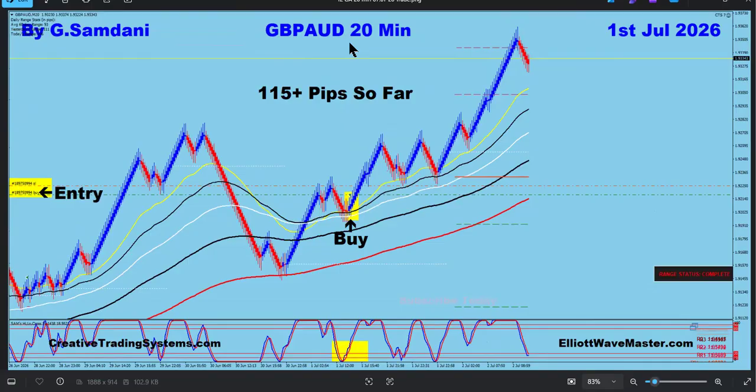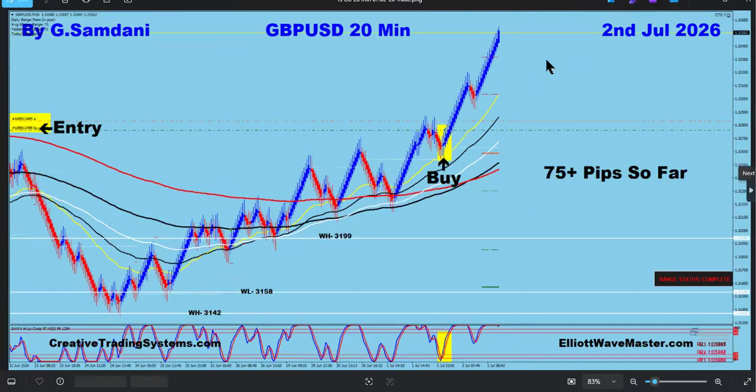So pound Aussie, beautiful entry here. This was the entry. Anyway, this one 115 pips on the first. So on the second, pound USD, this is the one that started to go. This was the trade here. See that? And then this entry just took off from here, 75 pip.